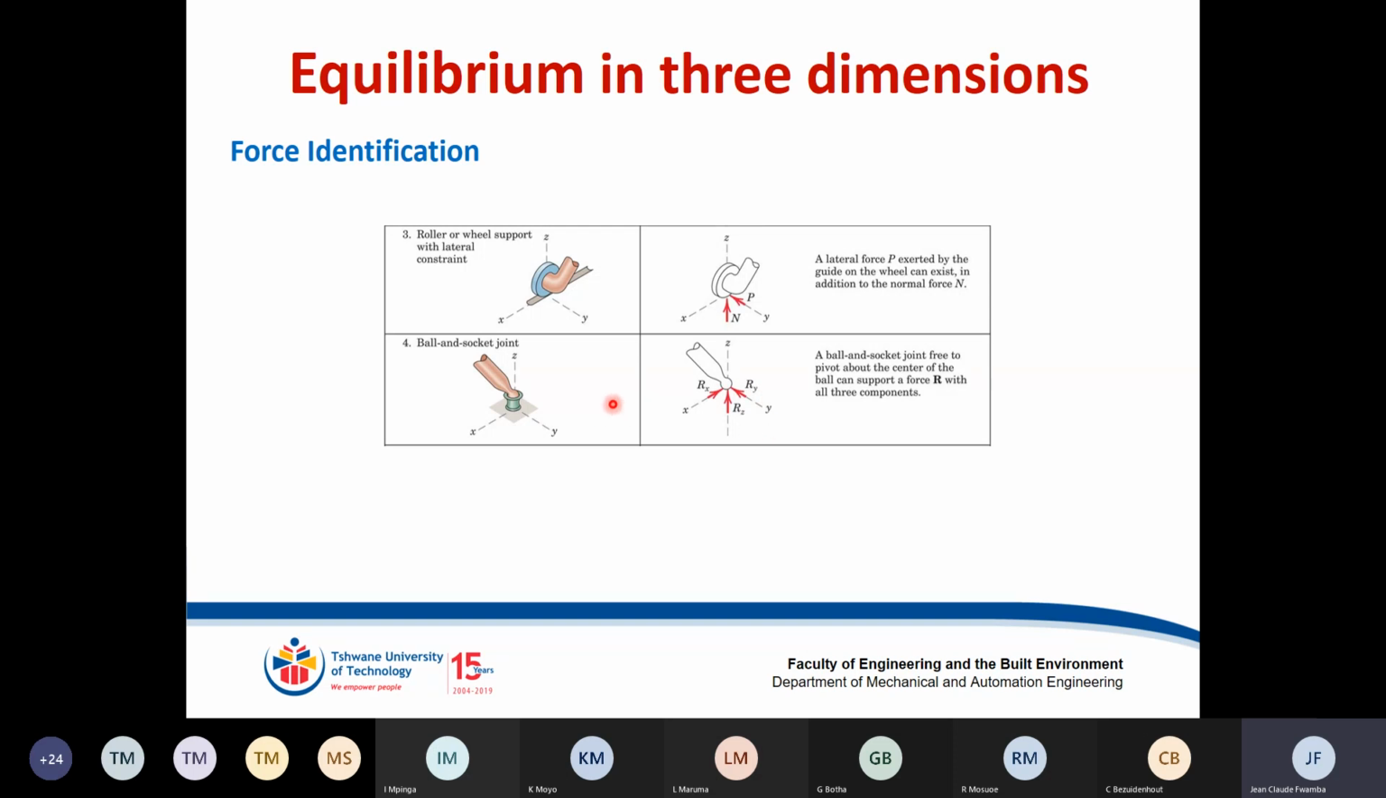So we need to make sure we have no movement in each one of these exercises. With regard to your ball and socket joint, on the x-axis you'll have your Rx, Rz on the z-axis, and Ry on the y-axis. Right, that's how we go about representing these reactions each time you come across a ball and socket joint.